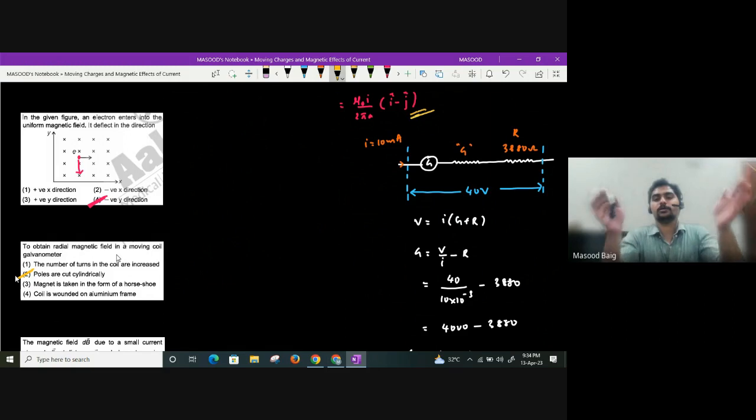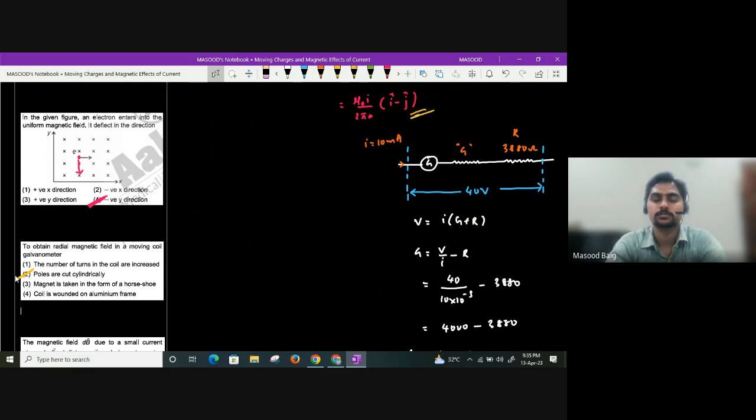And how will we obtain concave shaped poles? Very simple logic. If I take a new box of ice cream, guys, and if you pick up one scoop, you will be left with some spacing. So that would be a concave face, guys. So in order to get a radial magnetic field, we make use of concave shaped poles. They are obtained by cutting from a cylinder. Clear?